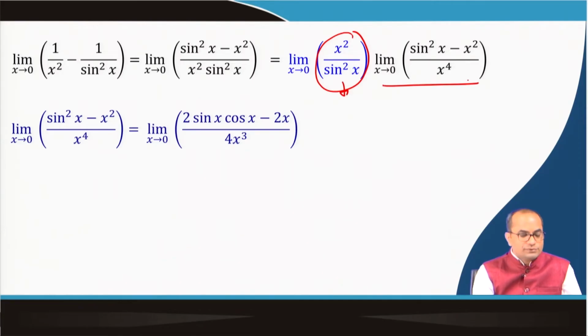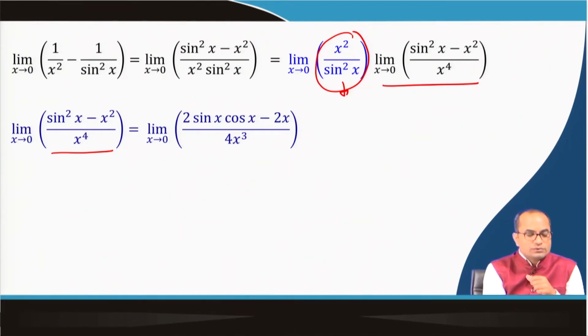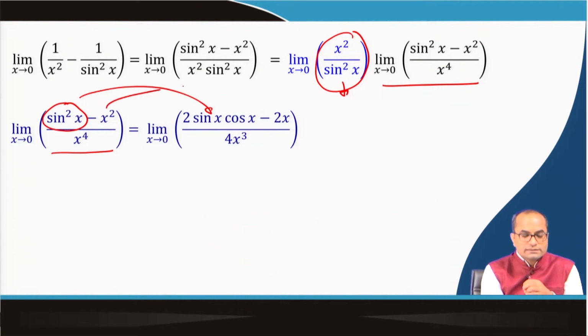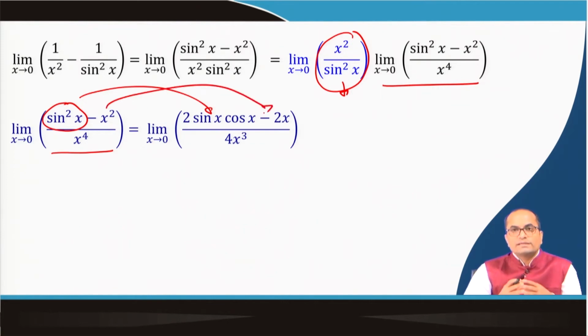Then first let's compute this sin square x minus x square over x4 first. So this is 0 by 0 again, so you have the numerator 0 and denominator is also 0. So we apply the L'Hopital rule. So sin square x will become 2 sin x cos x, then here x square will be minus 2x, the derivative of x square, and then this x4 will be 4 into x cube.